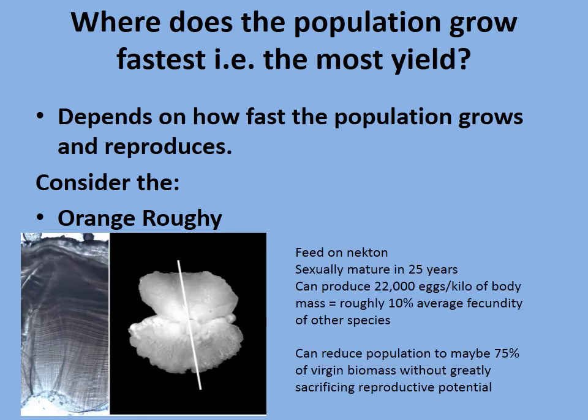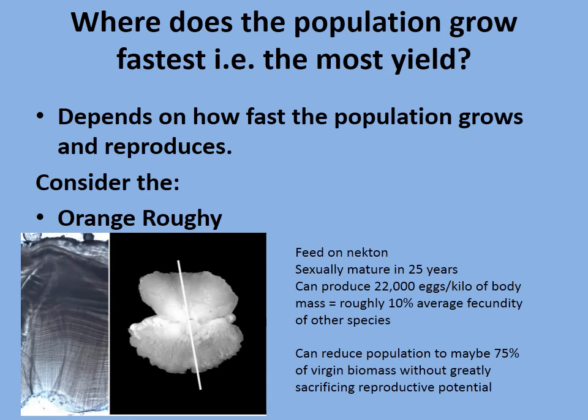Now, some orange roughy will live to 150 years, so they're very long-lived. They feed on nekton, so that means that they're not feeding on plankton. They're not feeding on phytoplankton, on primary producers. They're feeding on secondary, third level consumers, squid and the like. And they don't sexually mature for 25 years, so they take a lot longer than humans to even reach sexual maturity or puberty. And so they produce 22,000 eggs per kilo of body mass.